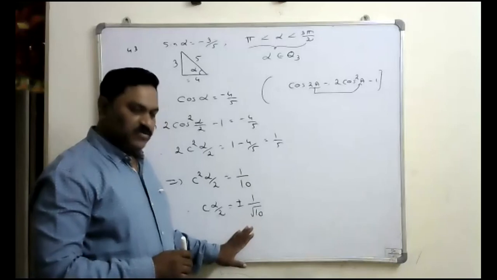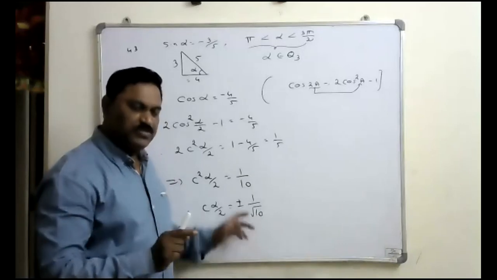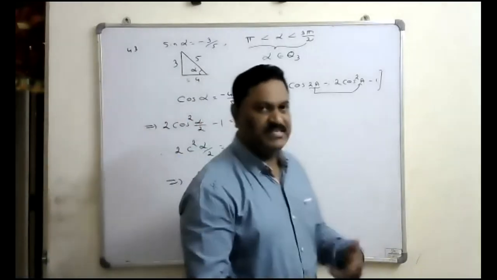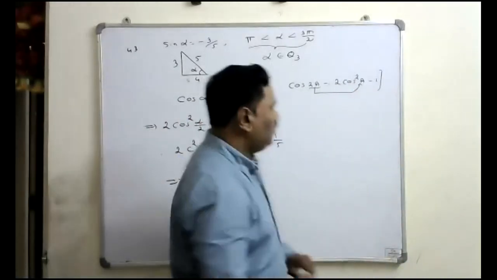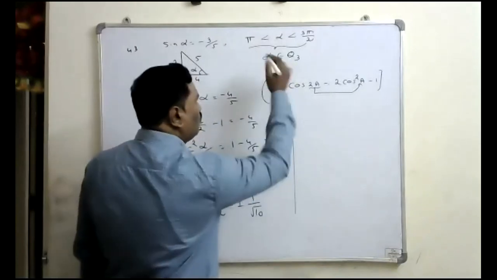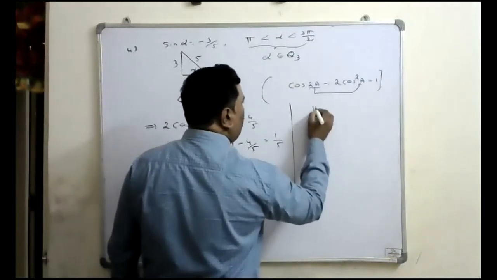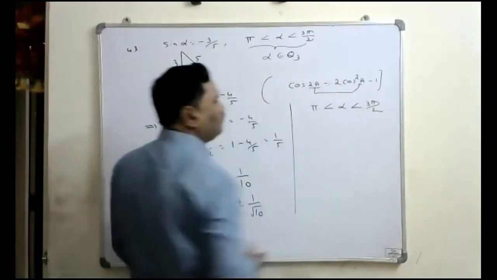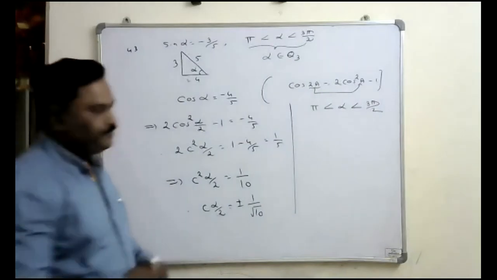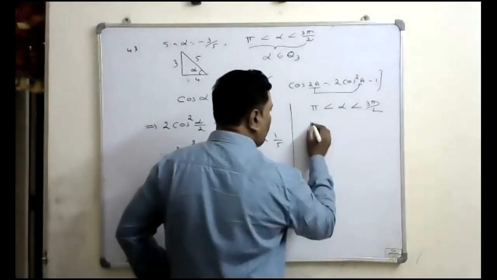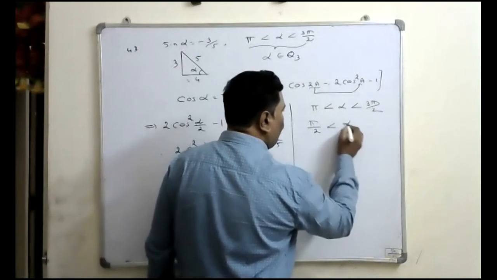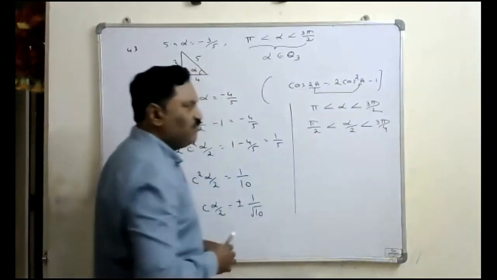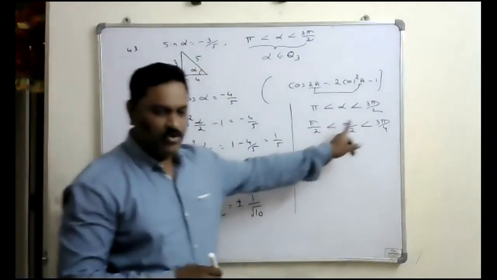So here we can observe the options. In the options, both the values are there. But the question is which one you have to take, the plus or minus? For that, since it is given that pi less than alpha less than 3 pi by 2, then divided by 2, this is pi by 2 less than alpha by 2 less than 3 pi by 4. Means alpha by 2 lies between pi by 2 and 3 pi by 4.